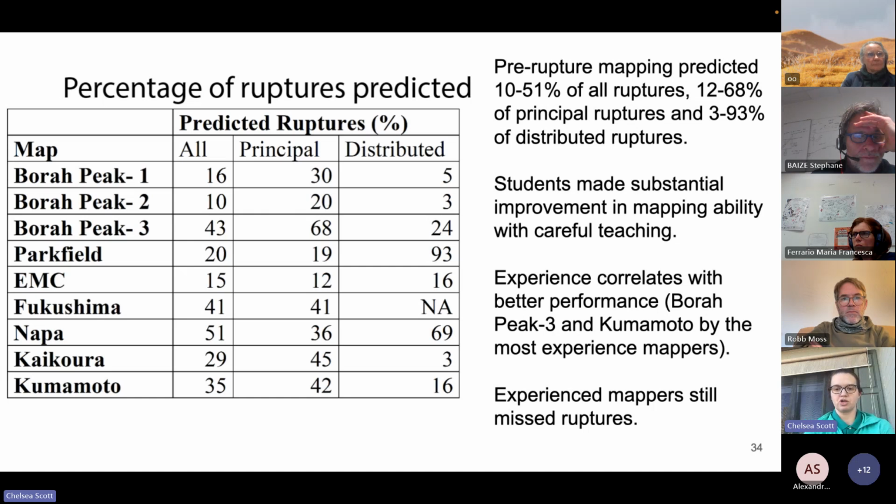We do see that experience correlates with better performance. For example, the Borah Peak 3 map and the Kumamoto map were done by the mappers with the most experience and generally performed better than most of the other maps. But we conclude that these experienced mappers still missed ruptures, and therefore we can't just ask experienced mappers to produce these pre-rupture maps and expect that they'll anticipate all of the subsequent ruptures.